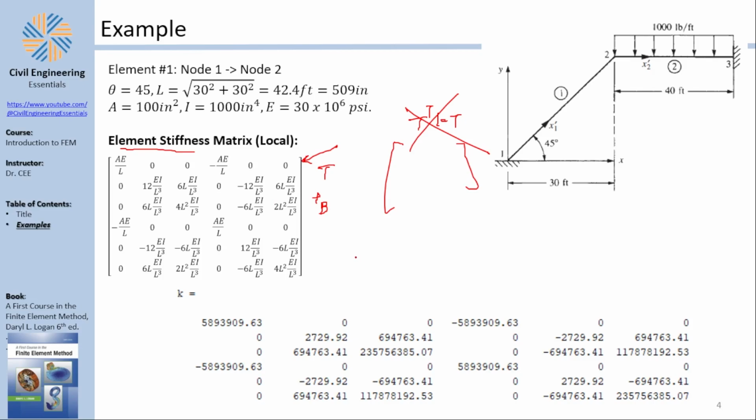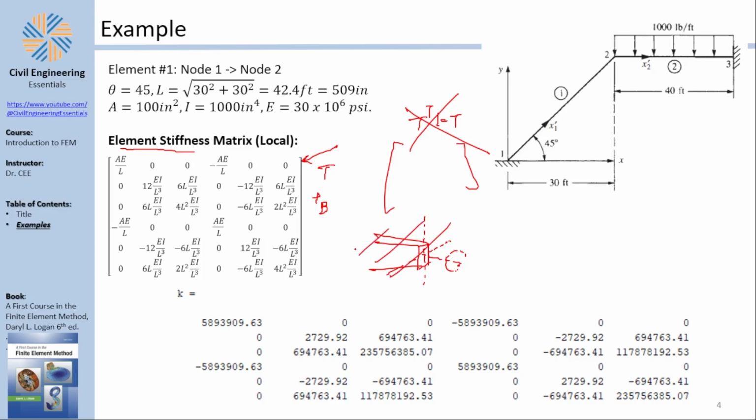In 3D frames, you would have two types of bending. You would have a bending around the local y-axis and a bending around the local z-axis. And you would even have a rotation around the local x-axis known as torsion. Is this foreshadowing for the next video? Well, nobody knows. We will see next week for that.